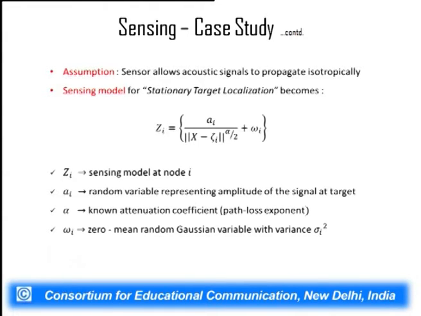And it's needless to say that the double bars, x minus zeta i, raised to the power alpha by 2, means that it's a Euclidean distance between the sensor position and the target location.